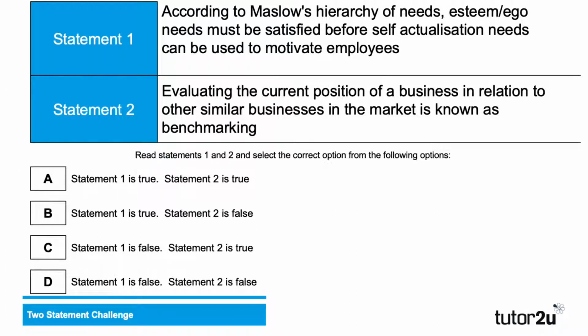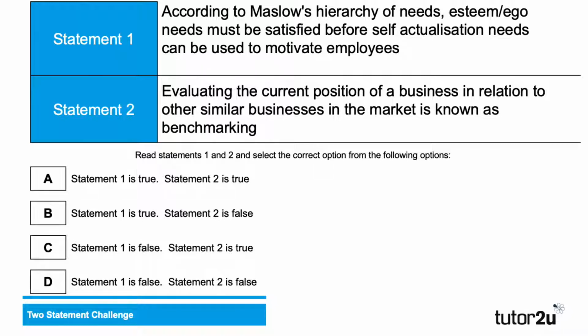Now, the next question we call a two-statement MCQ, and that's because there are two statements and then a choice of answers. So statement number one reads, according to Maslow's hierarchy of needs, esteem or ego needs must be satisfied before self-actualization needs can be used to motivate employees. Statement number two, evaluating the current position of a business in relation to other similar businesses in the market is known as benchmarking. If you think that both statement one and statement two are true, it's A.